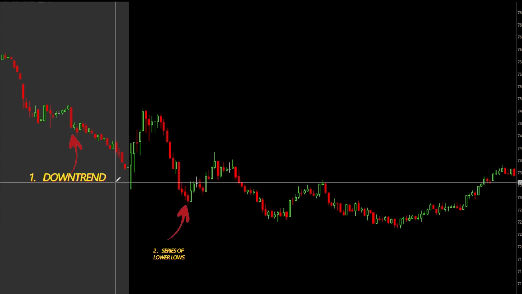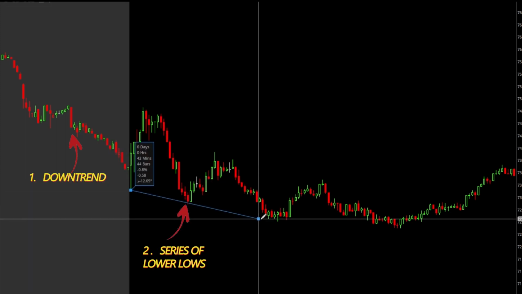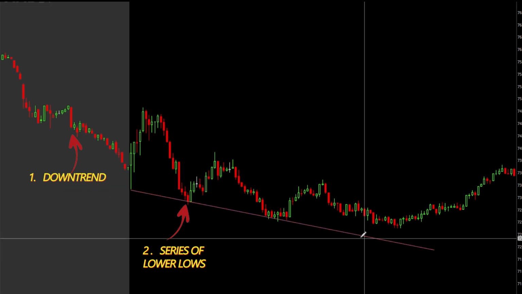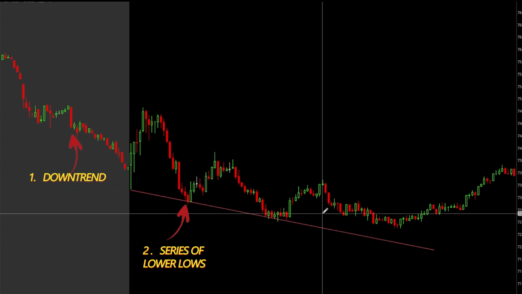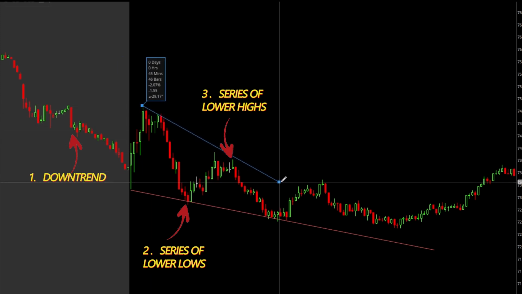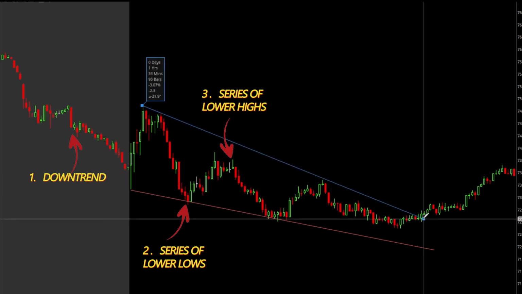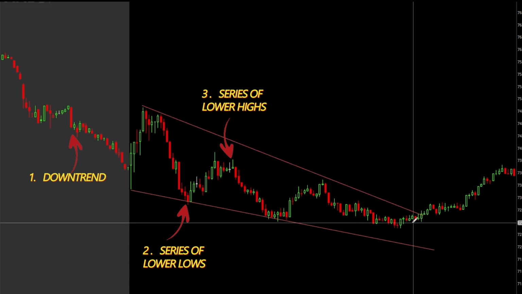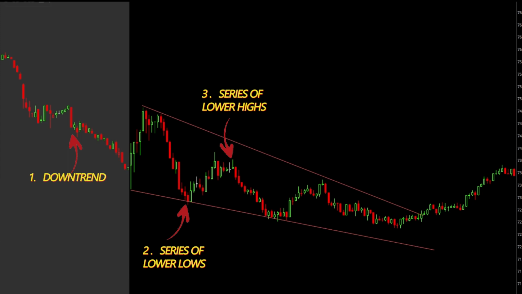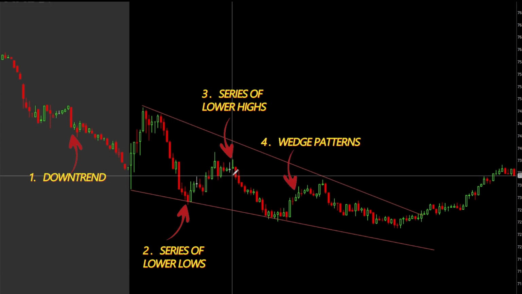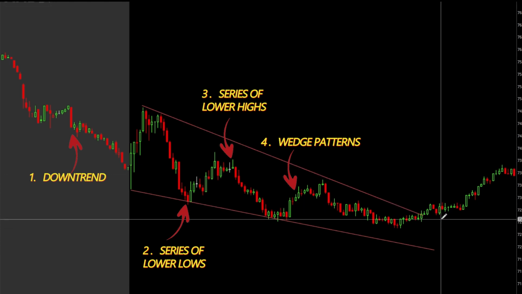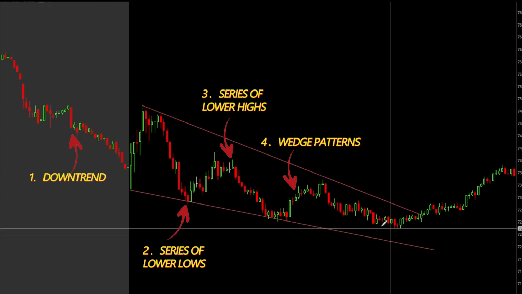All right, component number 2, we're going to be making a series of lower lows. All right, number 2, check. Component number 3, we're going to be making a series of lower highs. Okay, series of lower highs. All right, so we can see that it forms this wedge here, which is component number 4. It's making smaller and smaller undulations here to give us the wedge pattern.